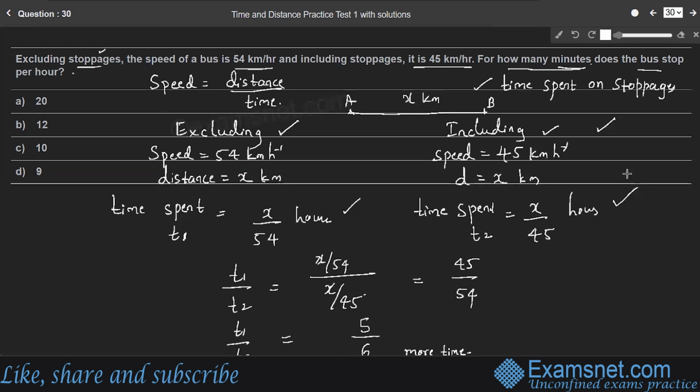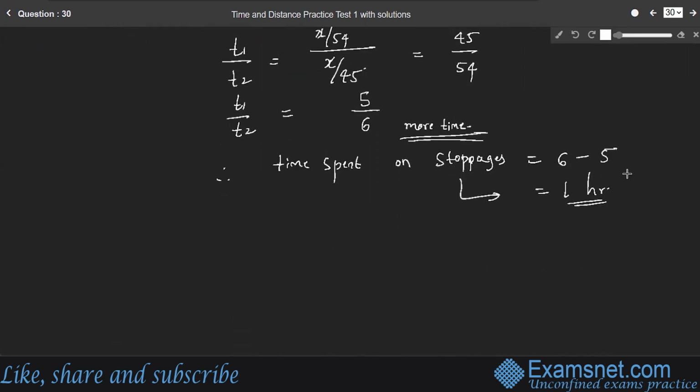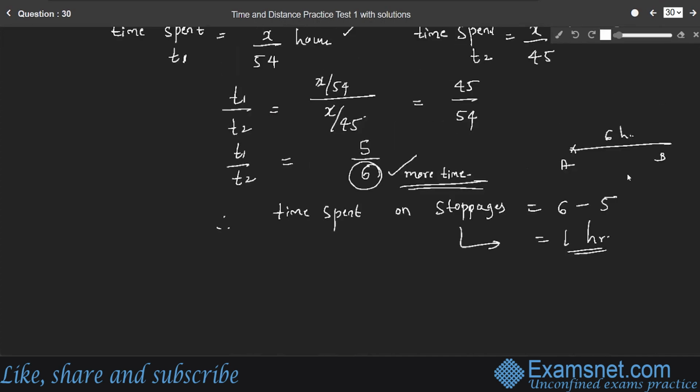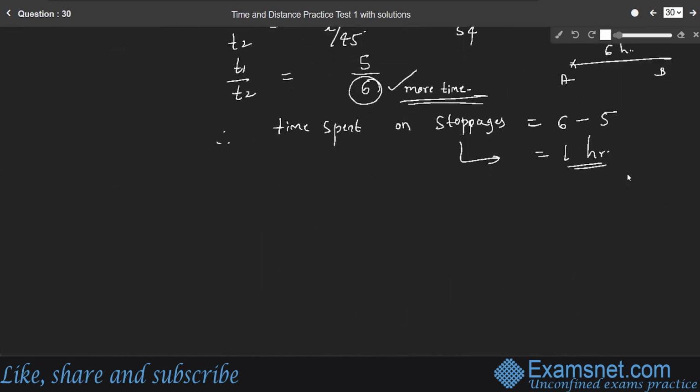So out of 60 minutes, how many minutes does the bus stop? Here, students, for 6 hours. Excluding stoppages is more time out of 6 hours. For example, the bus is traveling from A to B. It takes 6 hours of time, including stoppages, because it takes more time. So it takes 6 hours of time.